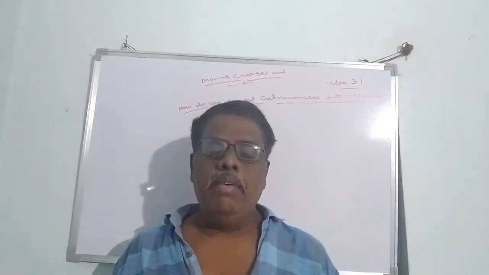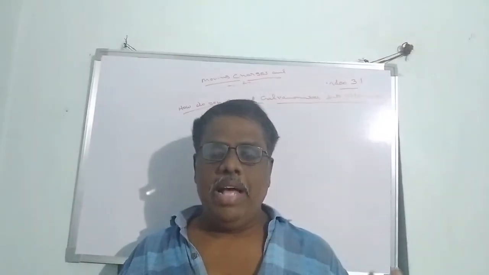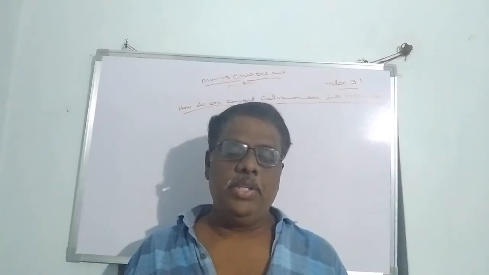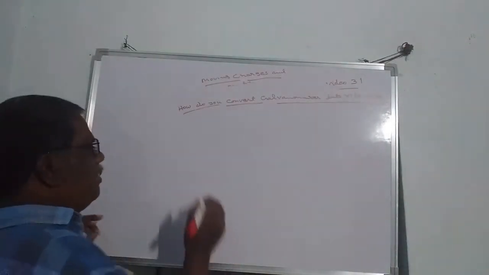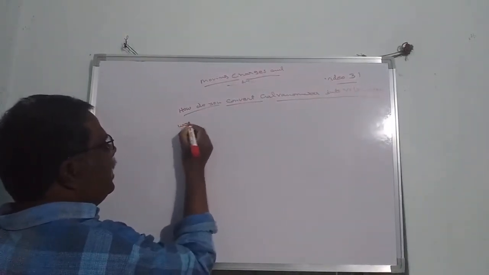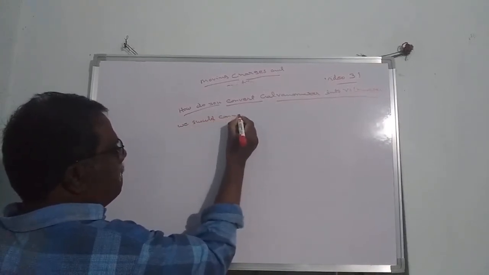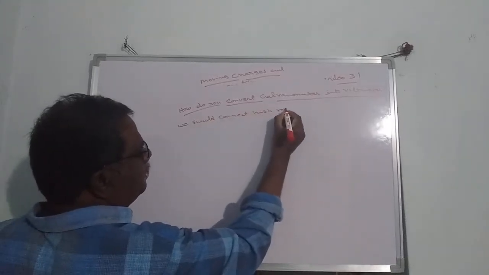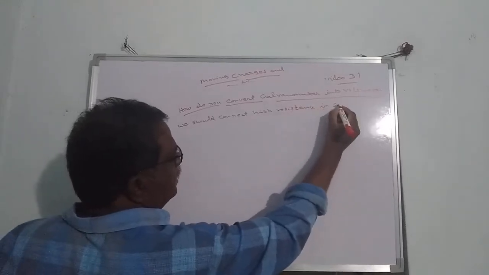Now, how do we convert a galvanometer into a voltmeter? In the previous topic, to convert a galvanometer into an ammeter, we connected a shunt, that means a small resistor, in parallel. But here, to convert the galvanometer into a voltmeter, we should connect a high resistance in series to it.